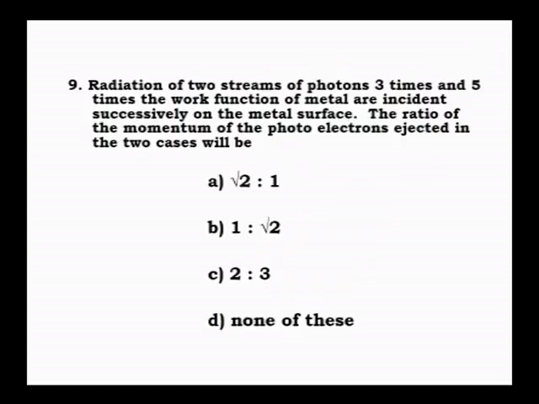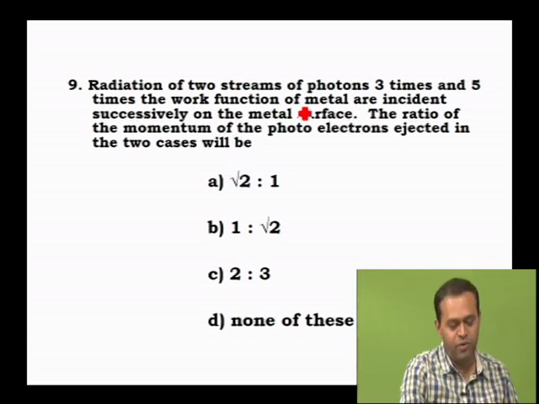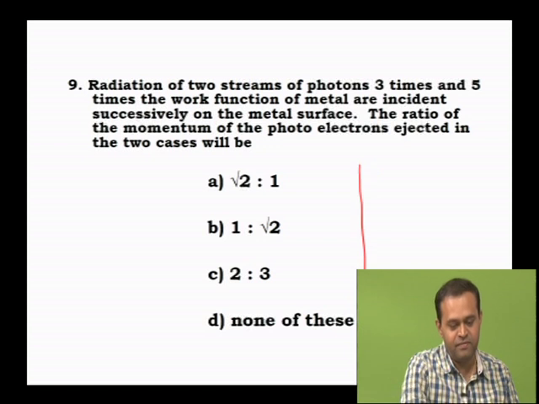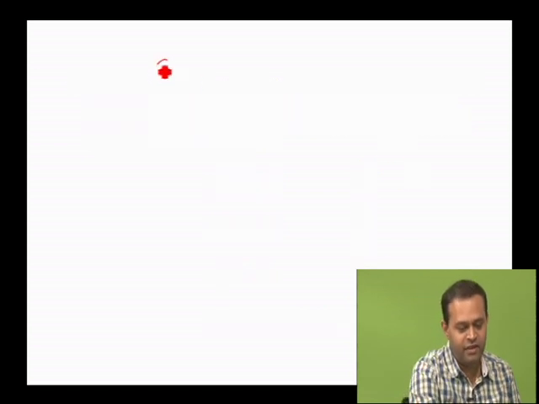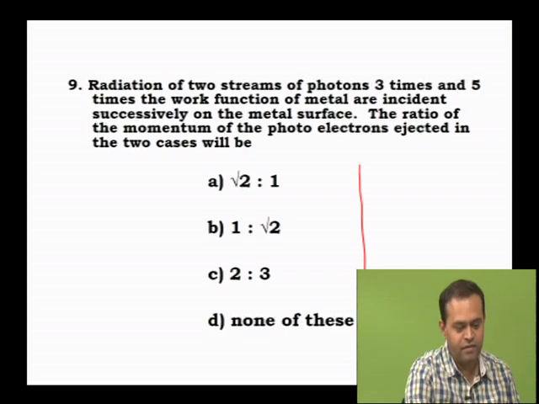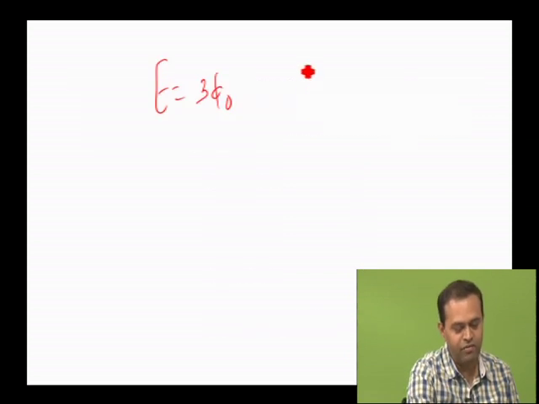Then, question number 9. Two streams of photons of energy 3 times and 5 times the work function are incident successively on the metal surface. The ratio of the momentum of photoelectrons ejected in the two cases will be? Anyway, the given data is: the first energy will be 3 times the work function and the second one will be 5 times the work function.